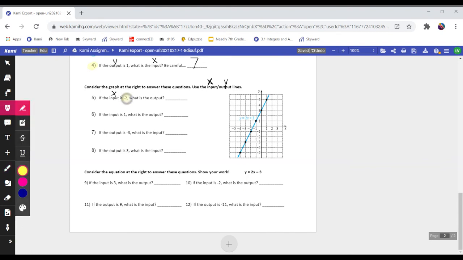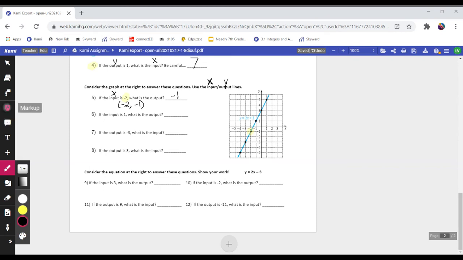So if we're talking about -2, I'm going to start at 0. I'm going to go to the left 2. Here's my corresponding point right there. So this is at (-2, -1). So that means my output value is -1.